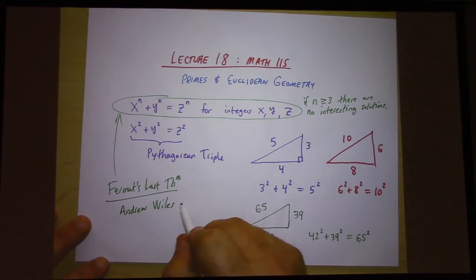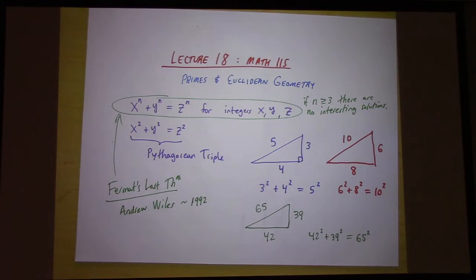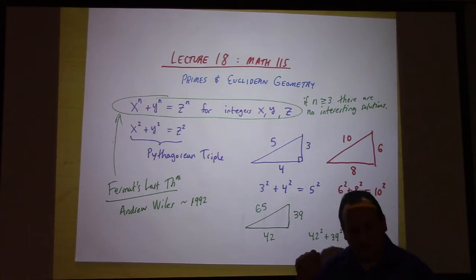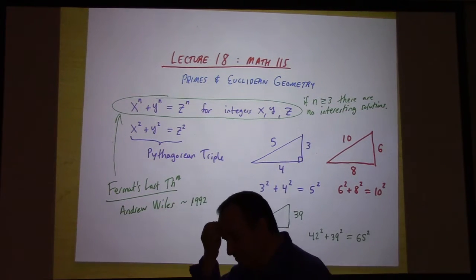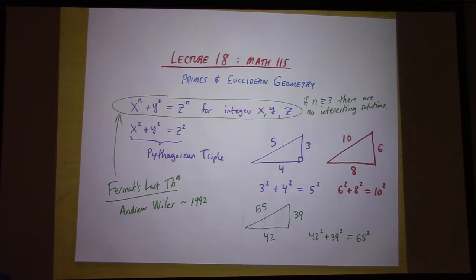I think about 92. I'm a little fuzzy on that. It's in your book, the precise date. So Fermat just scribbled in a margin to a book by one of the great ancient Greek mathematicians, I believe it was Diophantus. He scribbled in the margin of one of the library books around 1650, something like that, that this had no solution, and he had a simple proof for it, but it wouldn't fit in the margin.